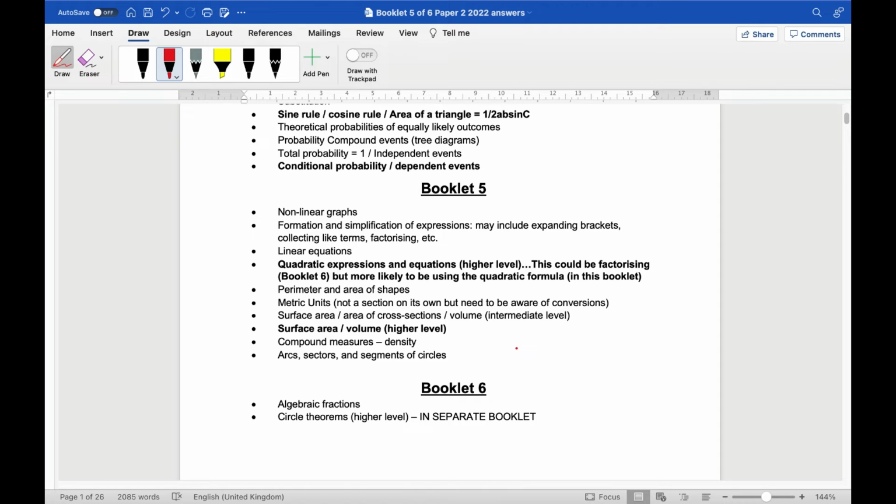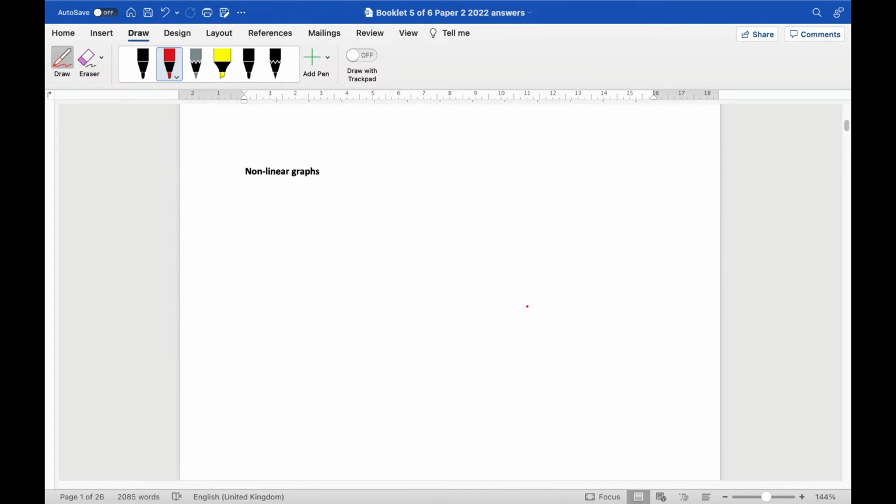So a lot to revise for paper 2. However, we'll have a better idea of what will be in paper 2, I guess, once we've seen paper 1. Okay, so let's get into booklet 5, starting with nonlinear graphs. I want to do some notes on these. It might be a slightly longer talk, but here we go.